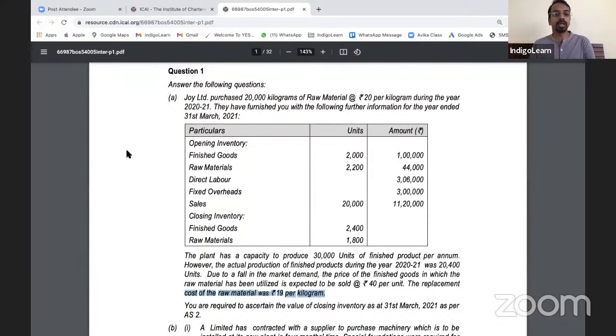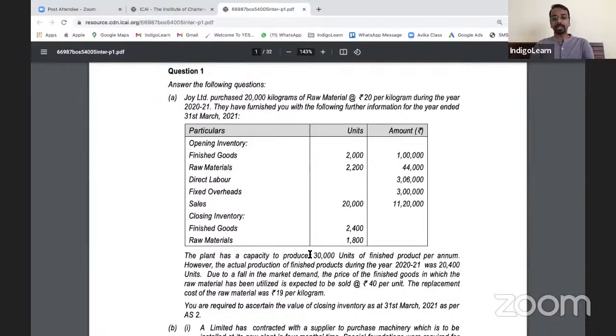Please focus on that. Joy Limited purchased 20,000 kilograms of raw material at 20 during the year 2021. Okay, here is the following information. Opening inventory, finished goods 2,000, raw material 2,200, direct labor 3,06,000, fixed overheads 3 lakhs, sales 20,000. Sale amount is not relevant unless we have to compare it with the cost of finished goods. Closing inventory, finished goods 2,400, raw material 1,800.